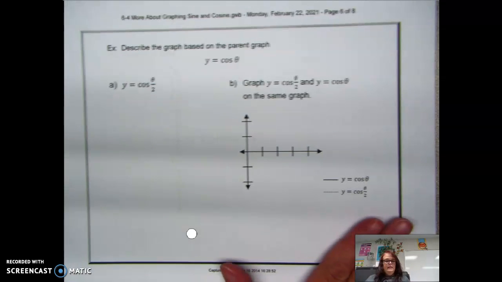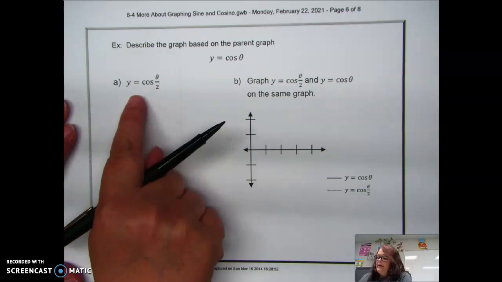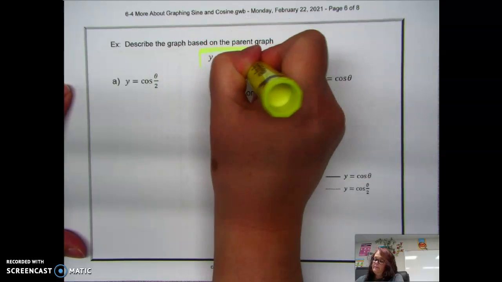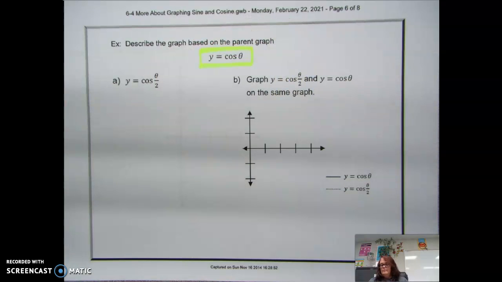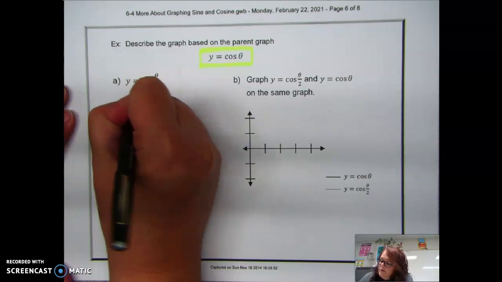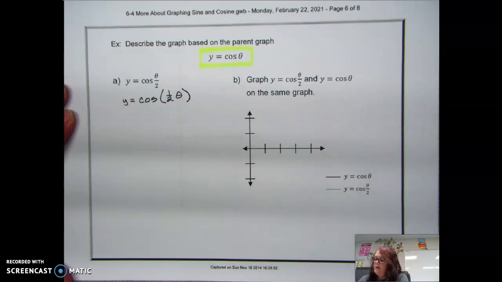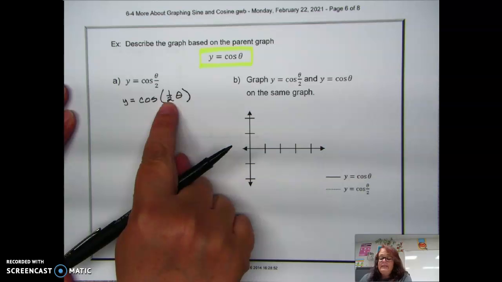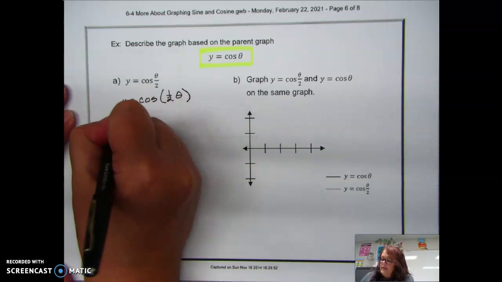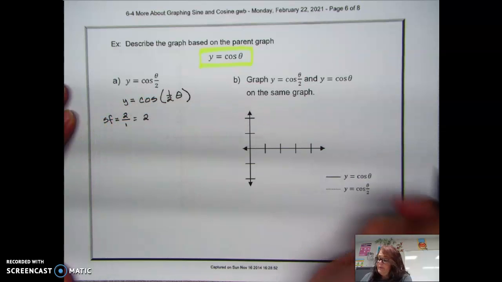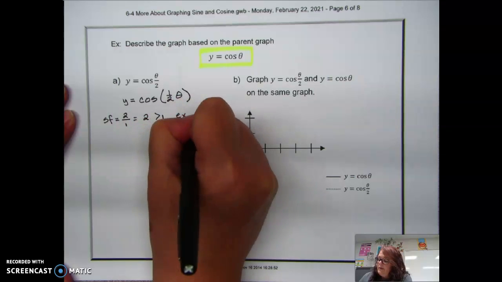All right, so if we take a look at the next one, when I see cosine of theta over 2, take a moment to pause the video and see if you could describe to me what's going to happen to the parent graph. And they showed us this parent graph right here. And so we can rewrite this as the cosine of 1/2 theta. And so that means my scale factor is going to be the reciprocal. Because it's horizontal, we have work to do. So the scale factor is going to be the reciprocal, or just 2. And since that's greater than 1, it's going to be an expansion.